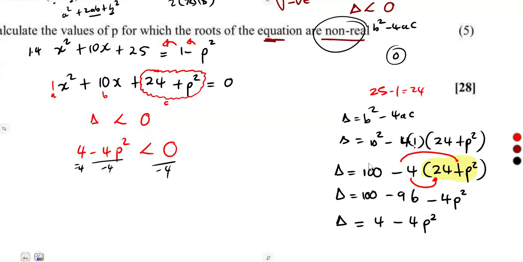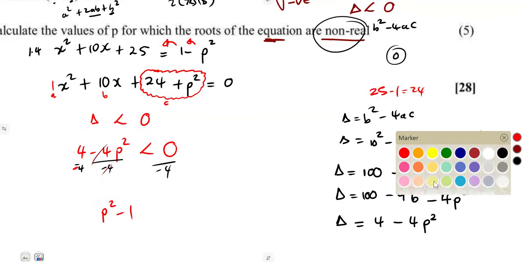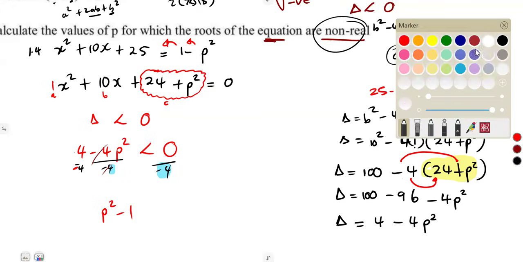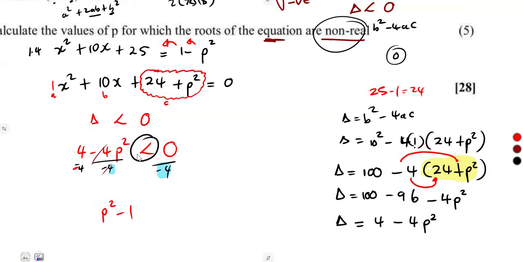Negative 4 throughout. Negative 4, that's positive 1. So it's going to be p squared. All right, 4 divided by negative 4, that's a negative 1. Remember, under inequalities, the moment you divide by a negative, like what happened here, the inequality sign reverses, or it changes. So it's going to change to be a greater than sign. So that's greater than what? 0.